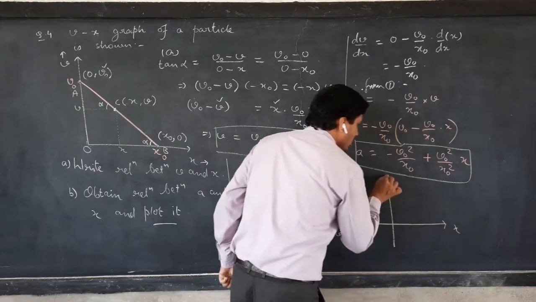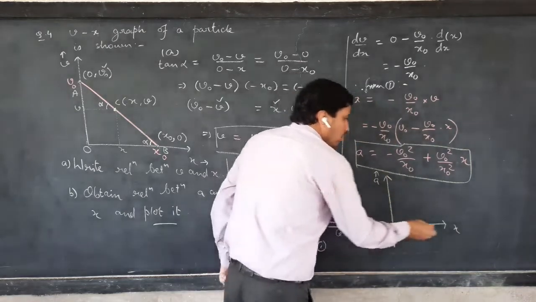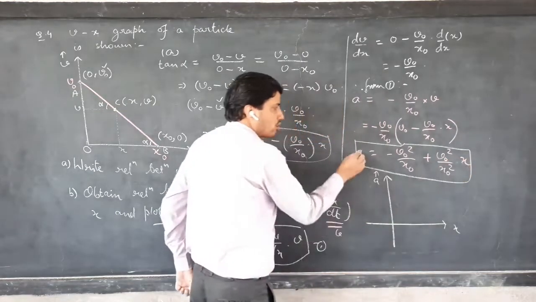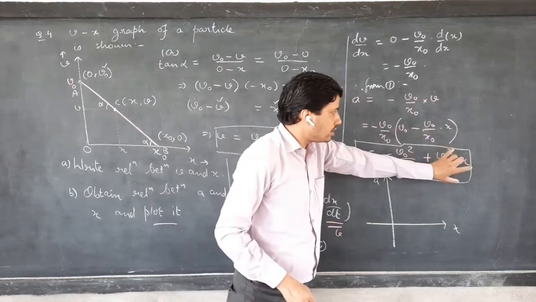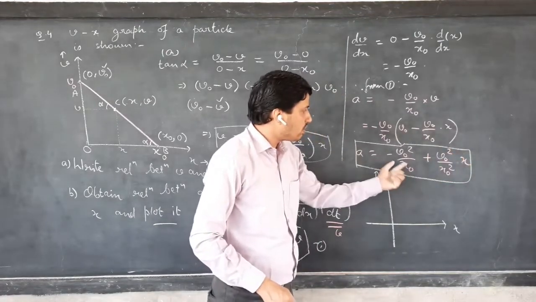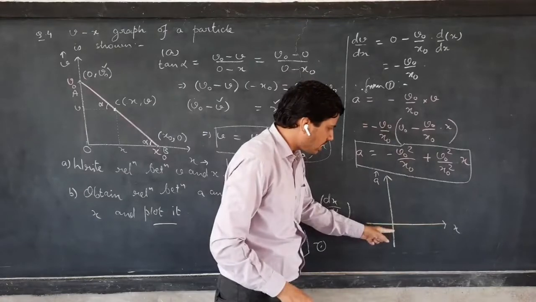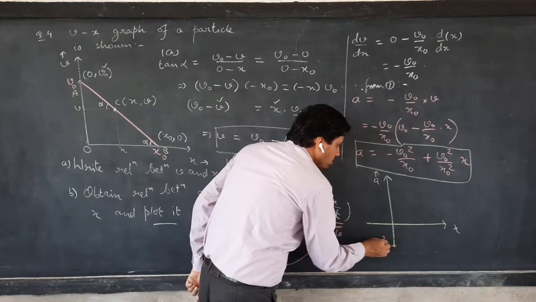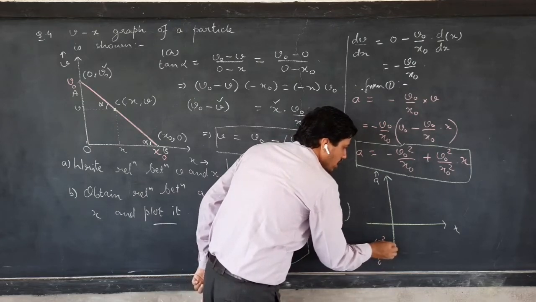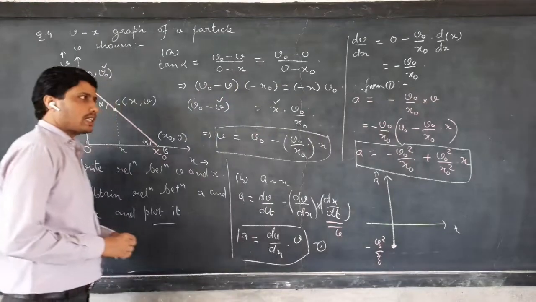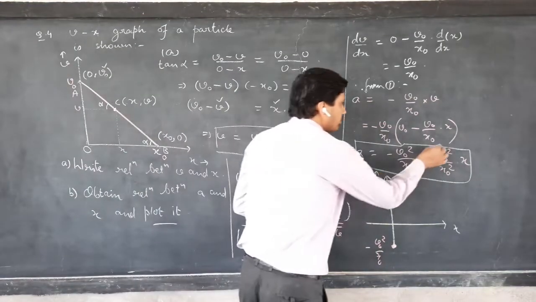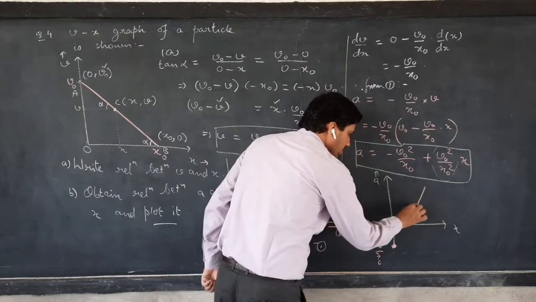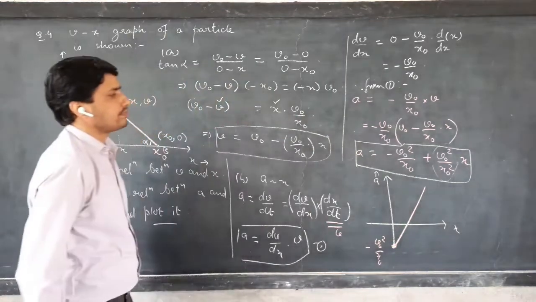So we have to plot acceleration versus x. You see, when x is 0 at this point, what will be the value of A? On the right side, the second term will vanish. We will be left with minus v naught square by x naught. Minus means it will lie below this line, so somewhere here. So this is minus v naught square by x naught. The graph will start from this point, and it has to be a straight line. Its slope is positive, so it should make an acute angle with the x-axis. The graph will be like this.